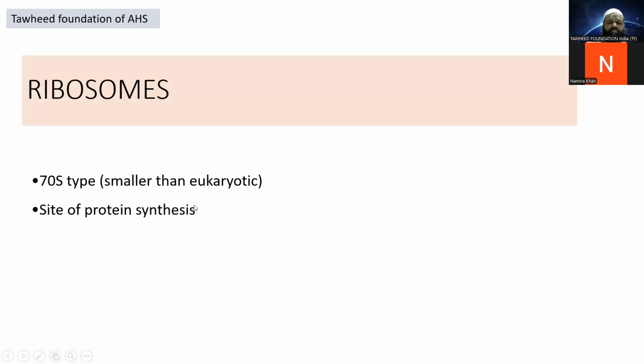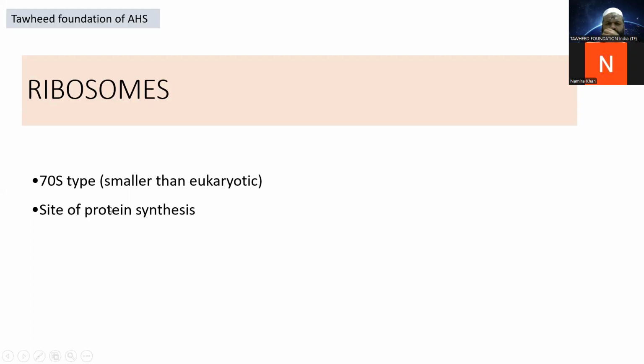Ribosomes in bacterial cells. Bacterial ribosomes are called 70S ribosomes, which are smaller than eukaryotic ribosomes, which are 80S. The S in 70S stands for Svedberg unit, a measure of sedimentation rate during centrifugation that reflects size and shape. The 70S ribosome is composed of two subunits: the 50S large subunit and the 30S small subunit.